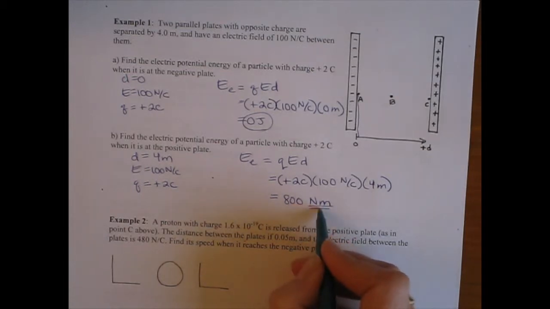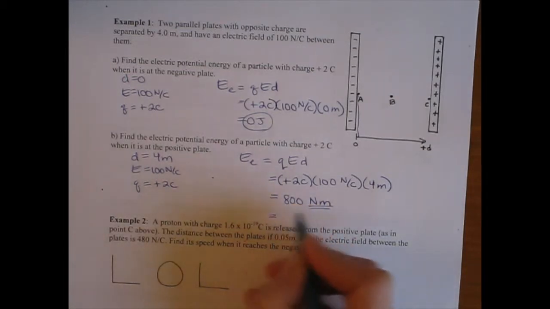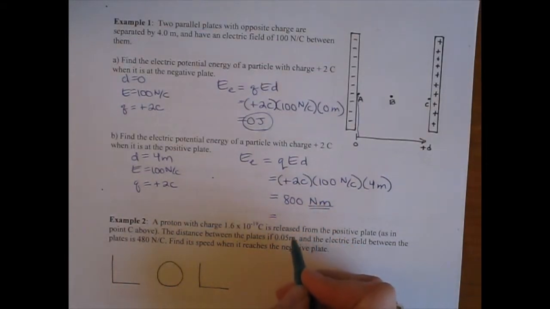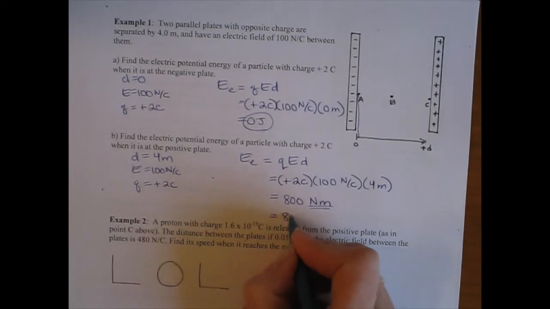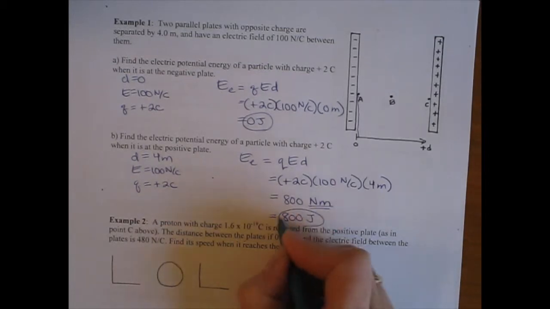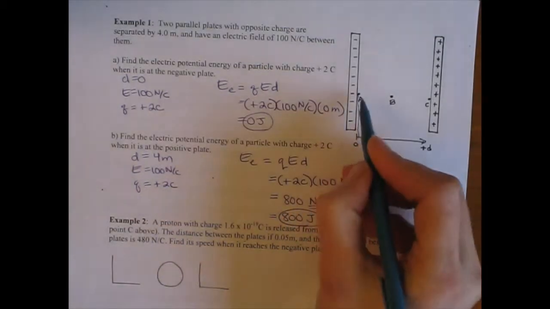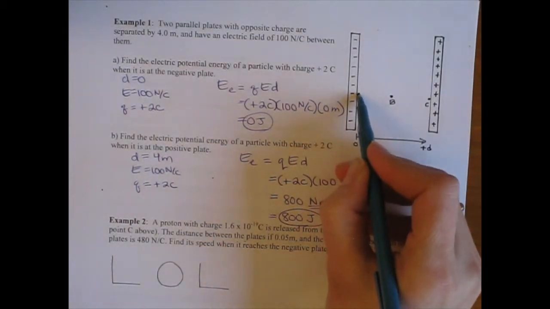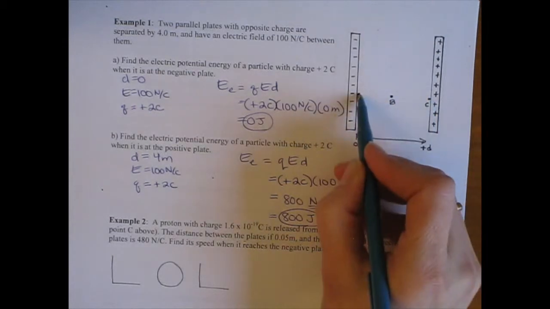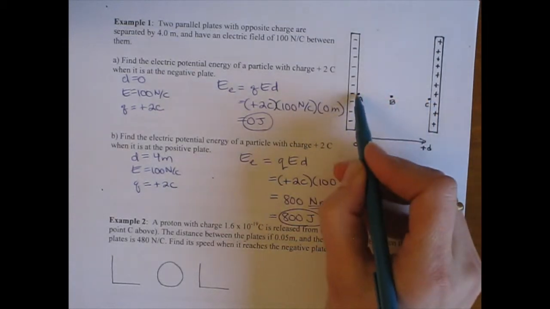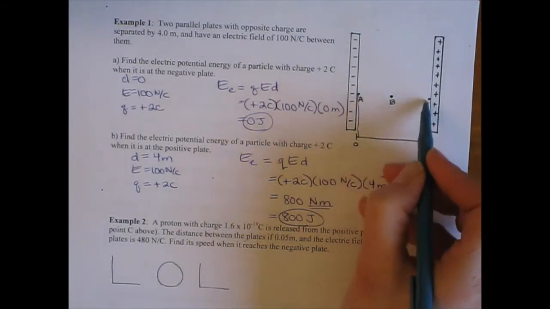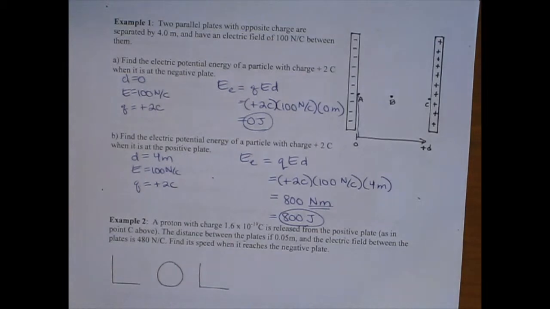There's another name for that unit. You might remember it from work, because work is a force times a distance, which is actually a unit for energy. So this is 800 joules, and that's a positive energy. So you can see if this positive particle were to go from A to C, it would be going from 0 joules to 800 joules. That would be an increase in potential energy. So that makes sense. You always want to check your results and see if they make sense.